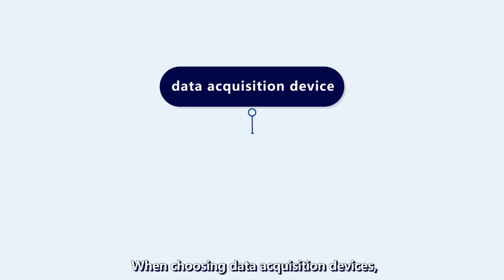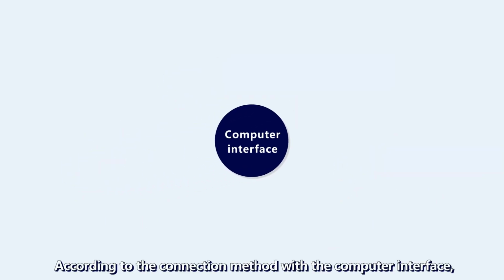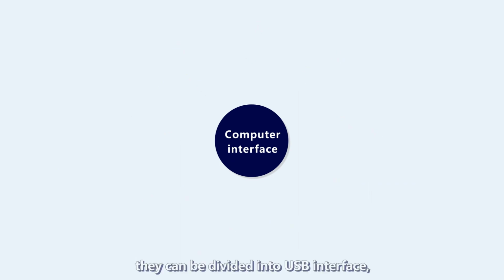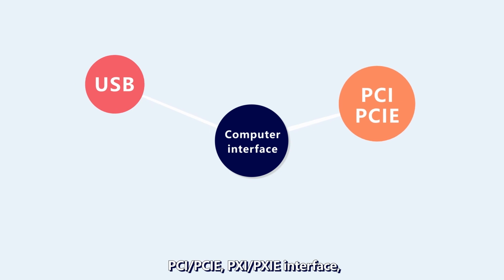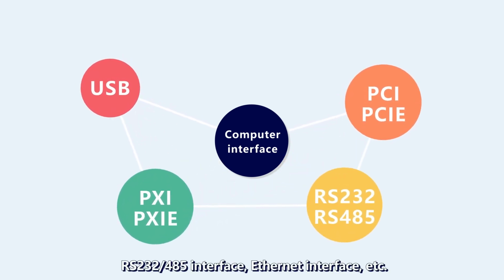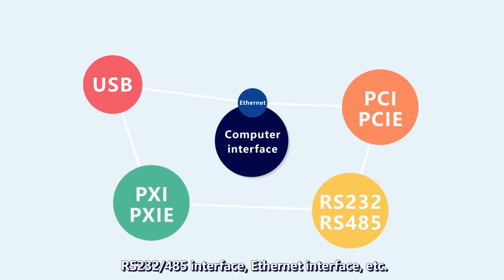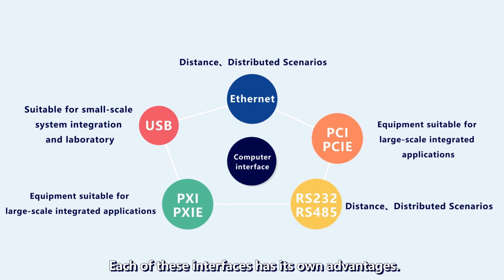When choosing data acquisition devices, two classification methods are generally followed. According to the connection method with the computer interface, they can be divided into USB interface, PCI-PCIe, PXI or PXIe interface, RS-232/RS-485 interface, Ethernet interface, etc. Each of these interfaces has its own advantages.